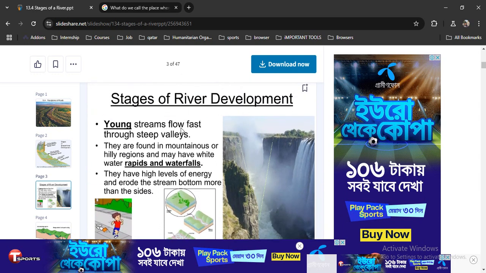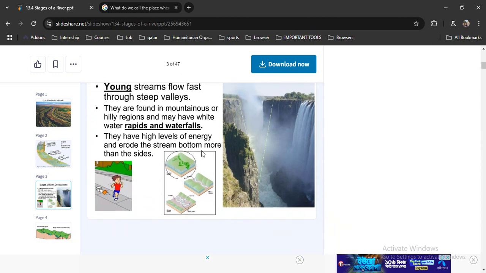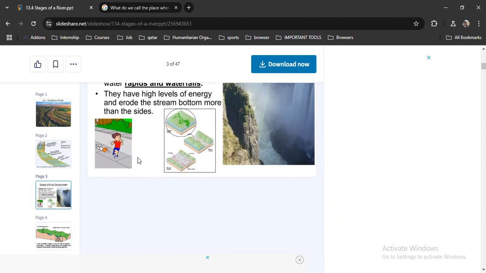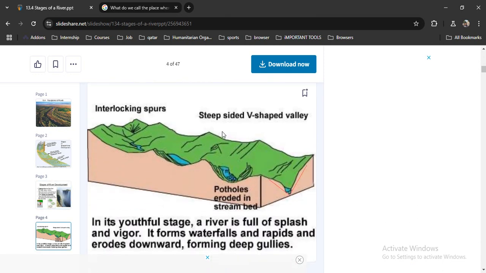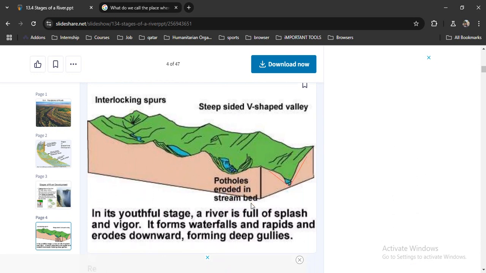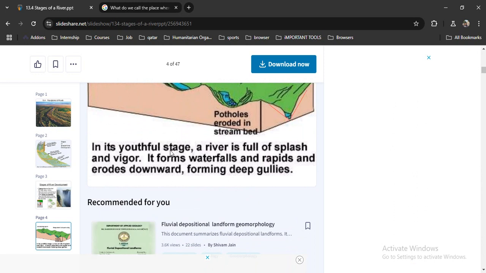Young streams flow fast through steep valleys. They are found in mountains or hilly regions and may have white water rapids and waterfalls. They have high levels of energy and erode the stream bottom more than the sides. This is a steep-sided V-shaped valley, with potholes, rubble eroded in stream beds. In its youthful stage, a river is full of splash and vigor. It forms waterfalls and rapids and erodes downward, forming deep gullies.